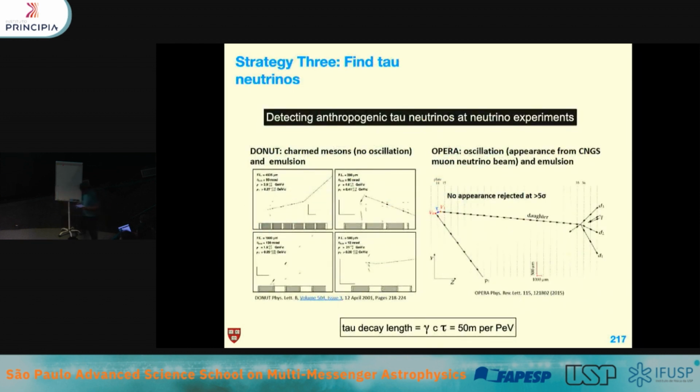So taus are very difficult to see. They have been seen in two terrestrial experiments: one is DONUT, at Fermilab I believe, and the other is OPERA, in Europe, operating on the CERN beam. The way you see a tau is the following. Let's look at the OPERA case. A neutrino comes in, it interacts, a particle comes out, and a tau is produced. Remember the tau lifetime is about 10 to the minus 13 seconds, so it only goes a very small distance before it decays.